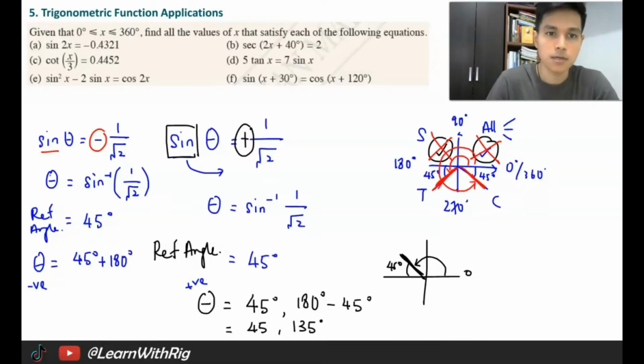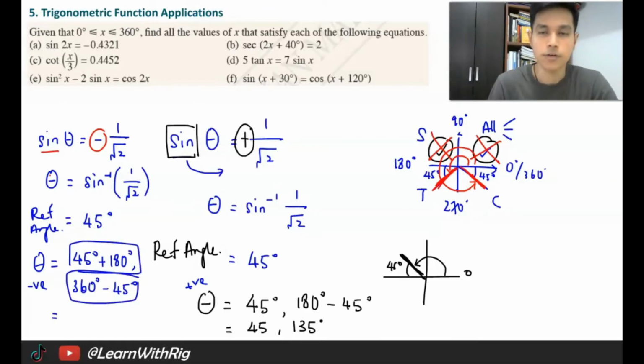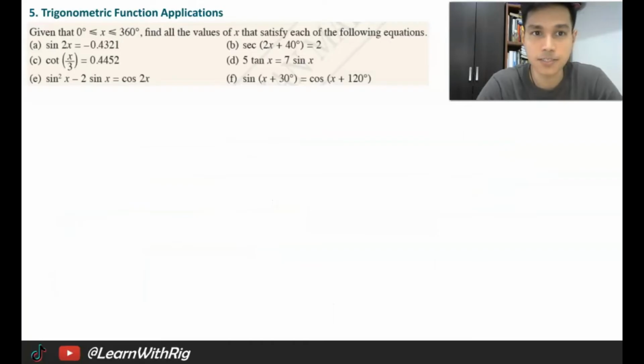So that means I must take the second part, right? The second angle is 360 minus 45. Okay, so same thing, you will have two answers. You can calculate yourself to find the two answers. Clear? Now, it's okay if you don't understand, it's fine. We got a lot of questions here we will cover, and I'm sure you will understand by the end of this video. Alright, let's look at some of these exercises.